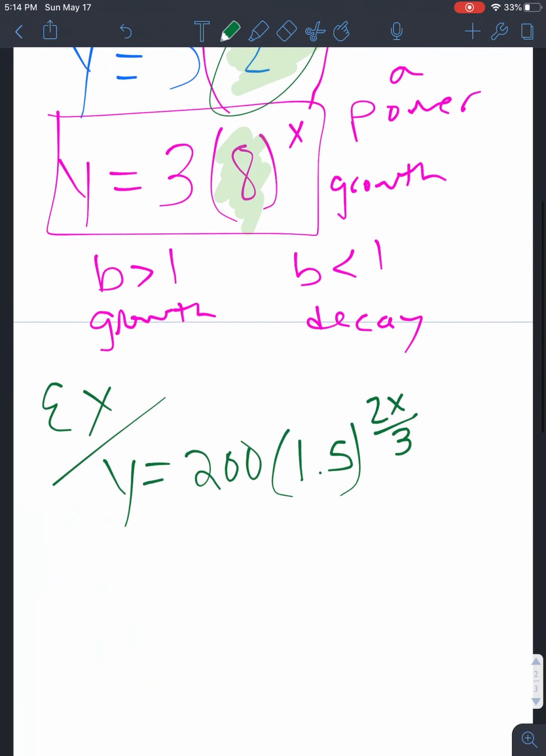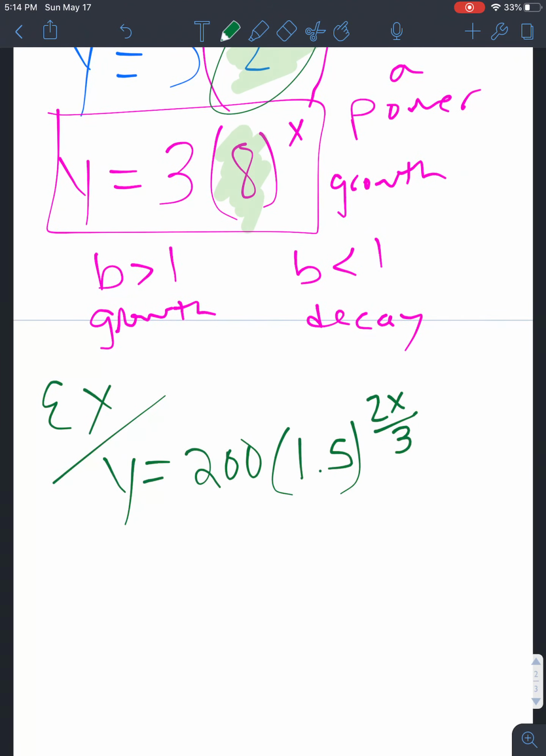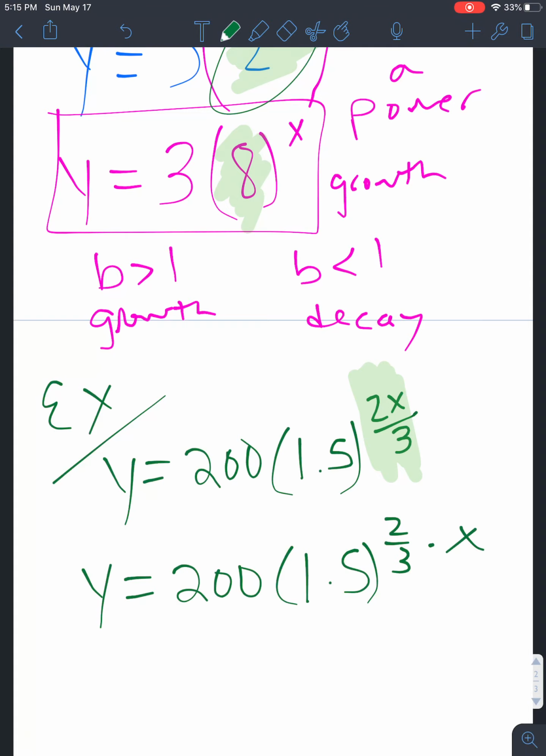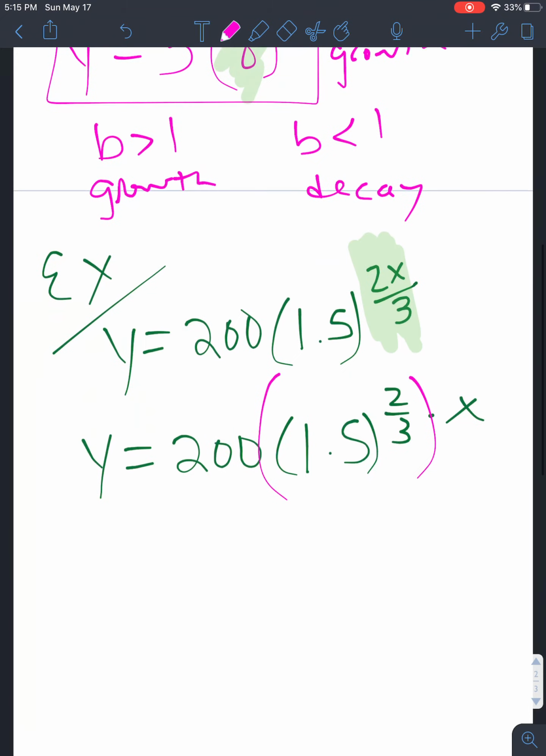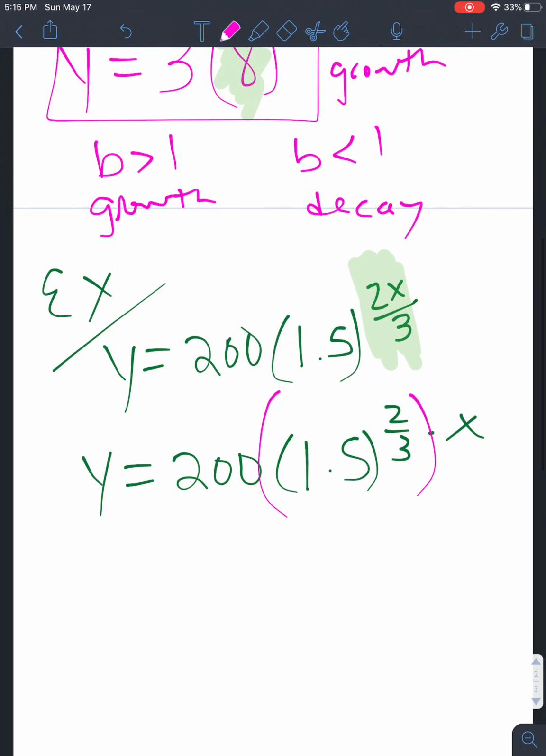Well, in order to do that, I should say, we have to evaluate our exponent. All right, so first off, I'm going to rewrite my exponent that I have here. Instead of a 2x over 3, I know that that's the same thing as 2/3 times x. So I can rewrite that as 1.5 to the 2/3 times x. And when I do that, I can add in my new set of parentheses and raise my 1.5 to the 2/3 power.